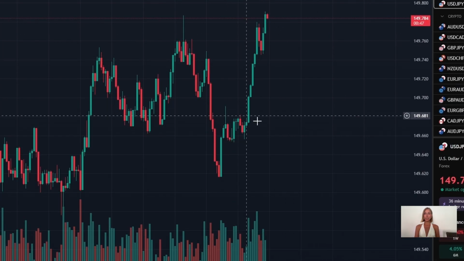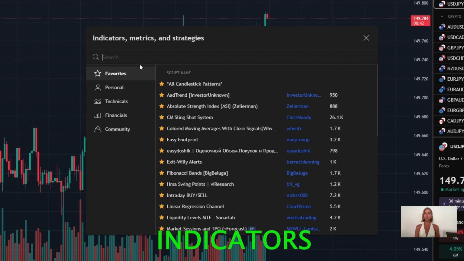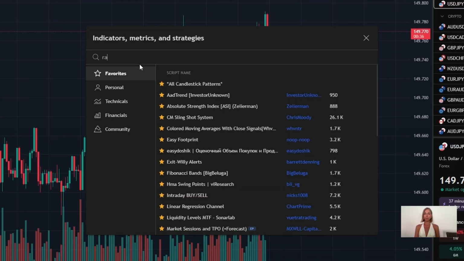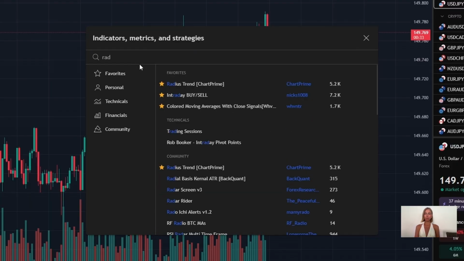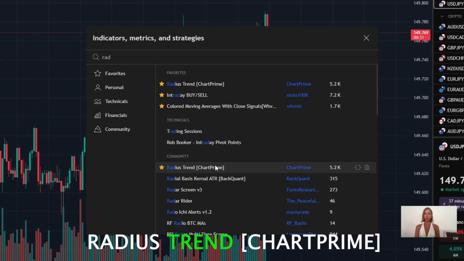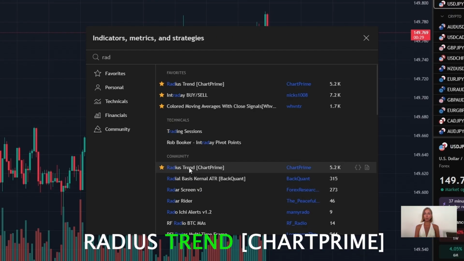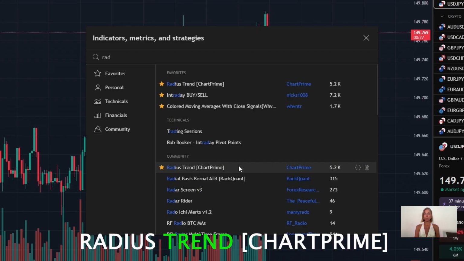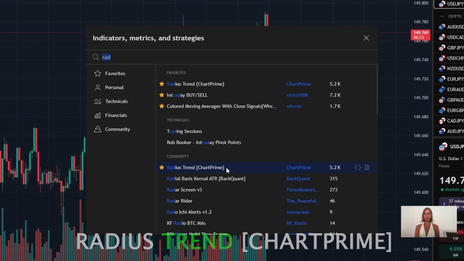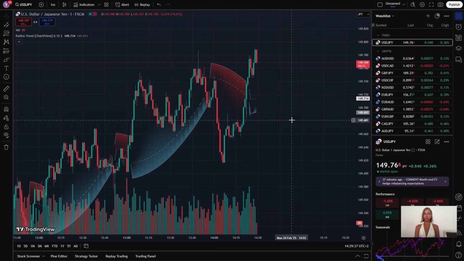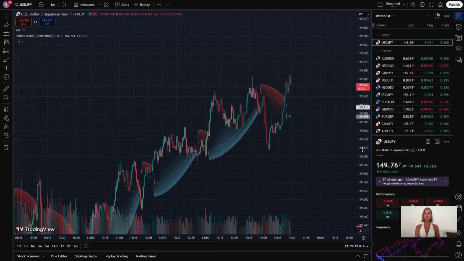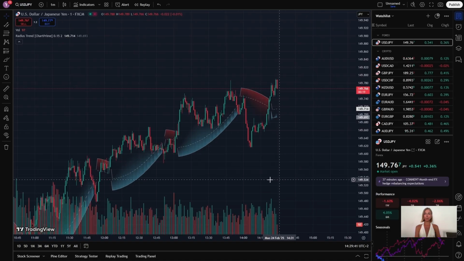Now let's add the indicator we will use to earn. Go to the Indicator section and type in the name of the indicator. It's the indicator called Radius Trend from this author. Click on it. Now let's figure out how to trade using this indicator.